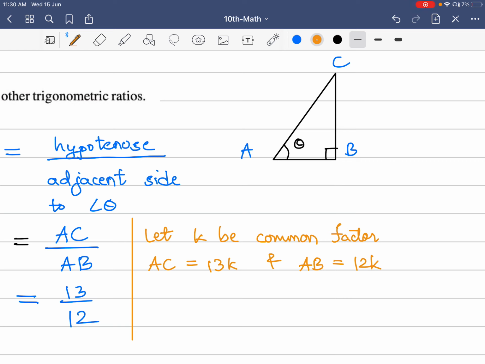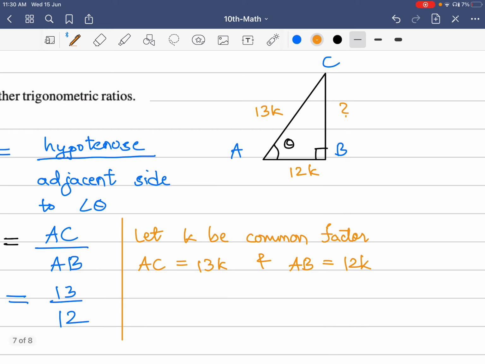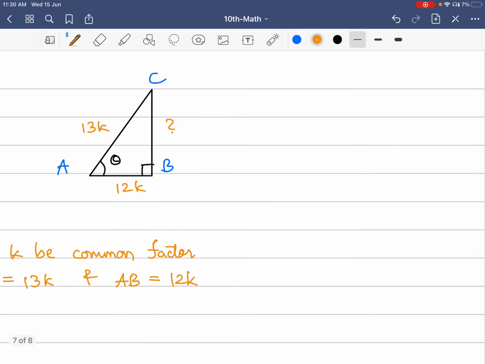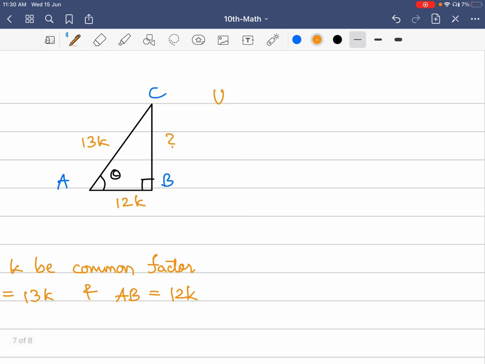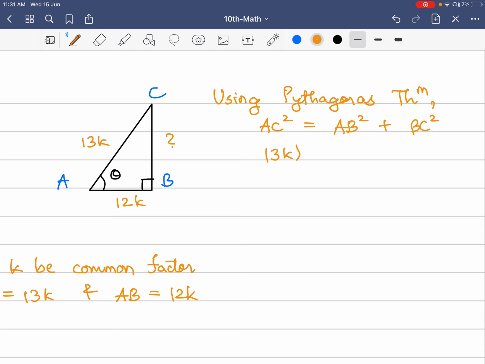Let's make a note of it. AC is going to be 13K and AB is going to be 12K. Now we have to find what will be BC. That is done by using our Pythagoras theorem. So using Pythagoras theorem, we have AC square is equal to AB square plus BC square. Now what is AC square? It is 13K the whole square, that is equal to, what is AB? It's 12K the whole square plus BC square.